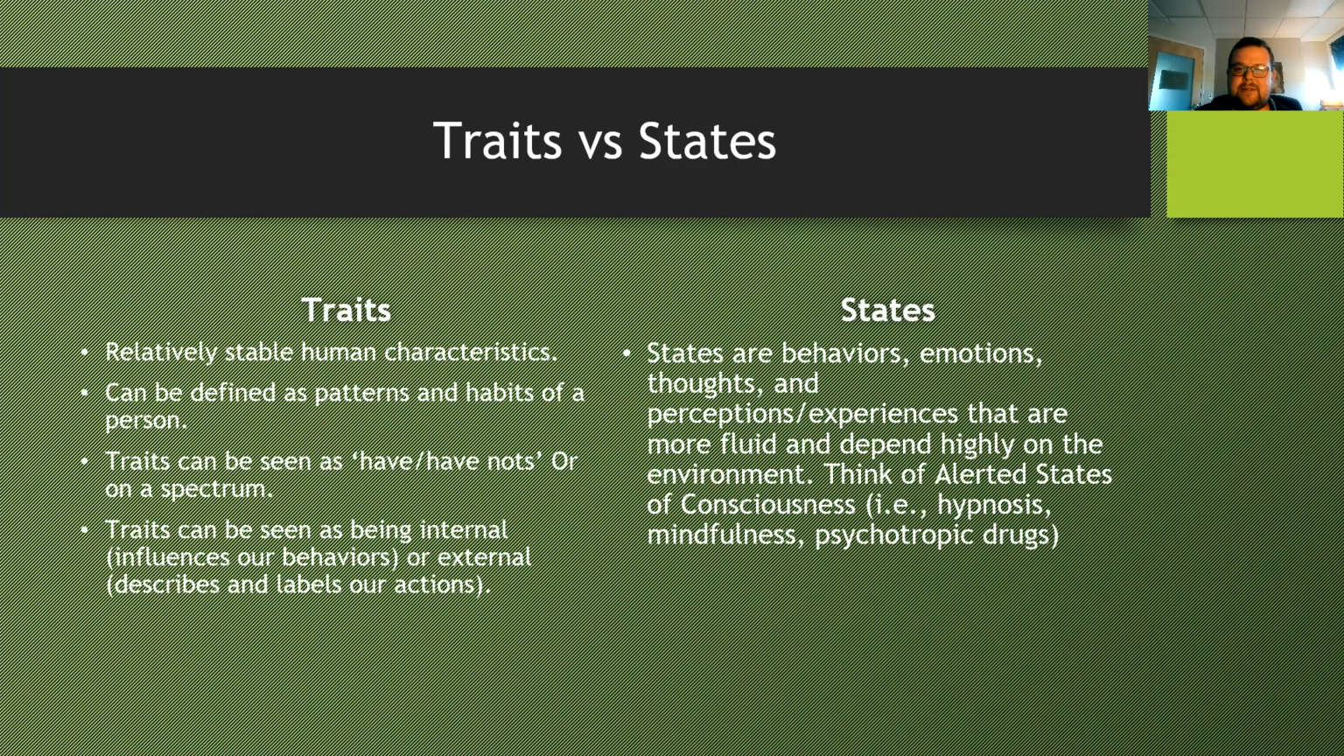So basically, traits, we define them as patterns and habits of a person. Again, personality contains thoughts, feelings, and actions in someone, and a trait is really a pattern that ideally is going to be consistent. So traits can be seen as have or have nots. You either are this way or you're not, or on a spectrum.